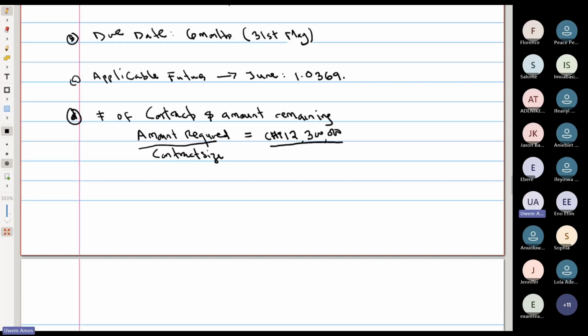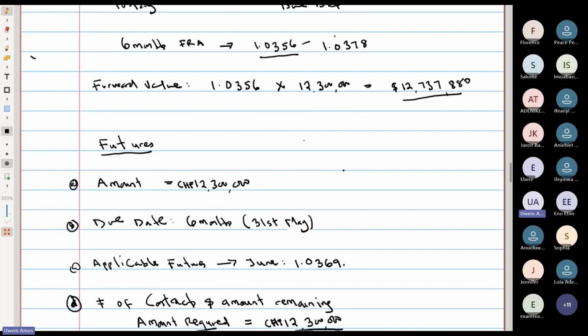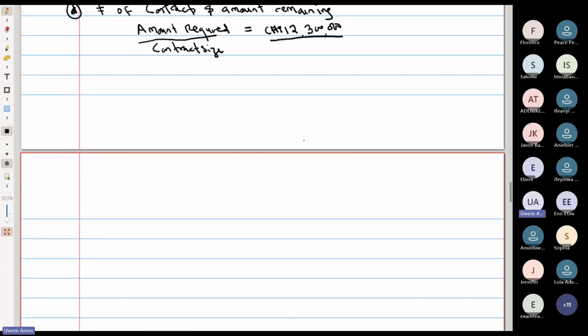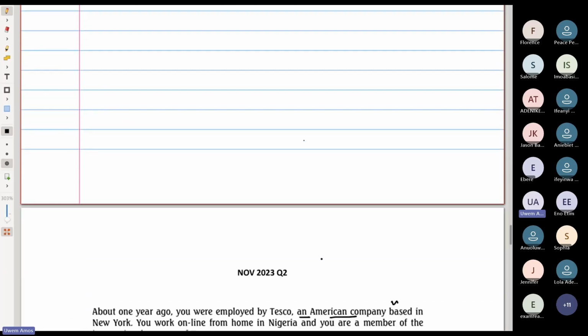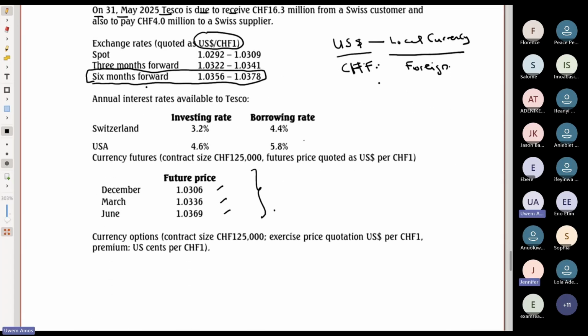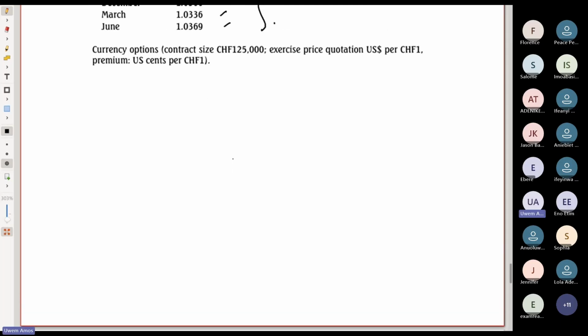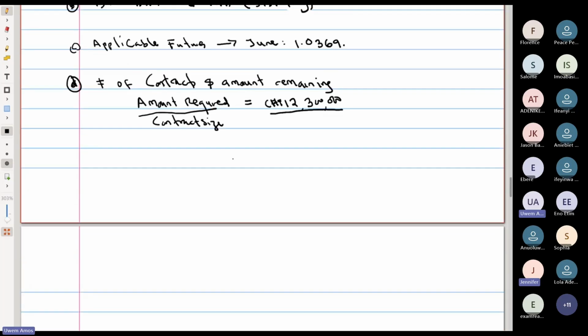And we go to the FX dealer, and the FX dealer says, I sell my futures in blocks of how much? With our futures, let's go to our futures. Contract size, 125,000 Swiss francs. So those are in blocks of 125,000. So how many contracts would that be? 98 point what? 0.4.